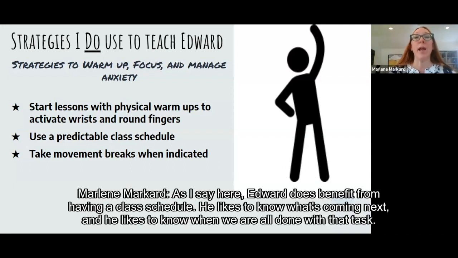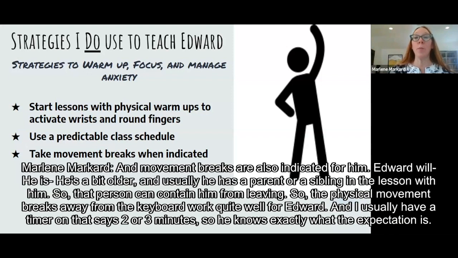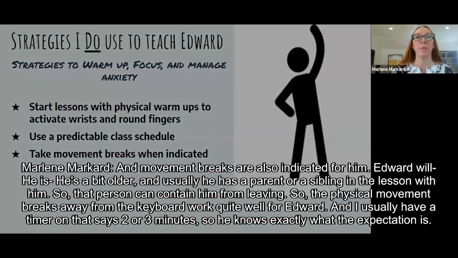As I say here, Edward does benefit from having a class schedule. He likes to know what's coming next, and he likes to know when we are all done with that task. And movement breaks are also indicated for him. Edward's a bit older, and usually he has a parent or a sibling in the lesson with him, so that person can contain him from leaving. So the physical movement breaks away from the keyboard work quite well for Edward. And I usually have a timer on that says 2 or 3 minutes, so he knows exactly what the expectation is.